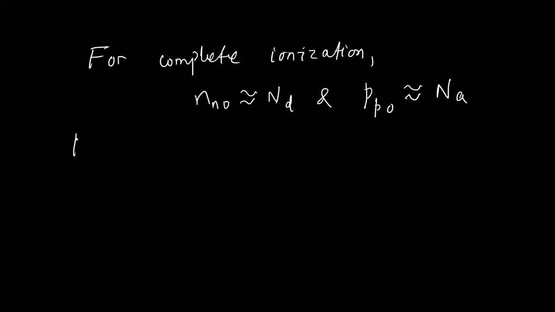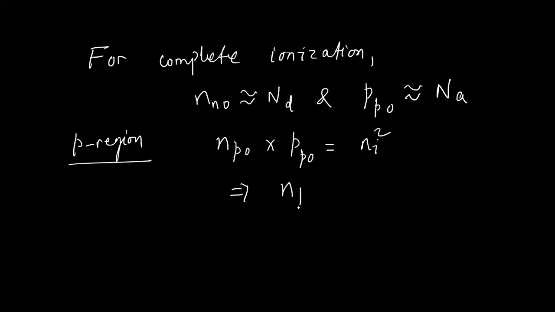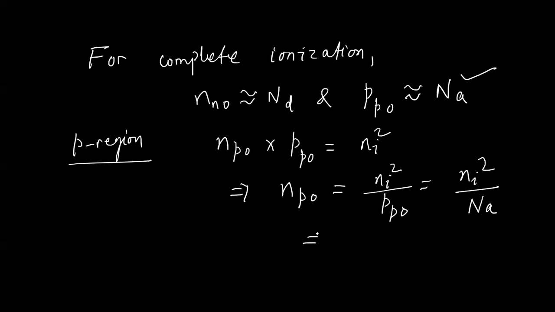Okay, so now for P region, what we can write is Np0 multiplied with Pp0, law of mass action, that is Ni square, the square of intrinsic carrier concentration. So now we can write Np0 is equal to Ni square divided by Pp0, which you can write as Ni square, and our Pp0 we consider to be Na, so divided by Na, right? Or else you can substitute Na further as Ni square divided by Np0. So in place of Na we can write this.